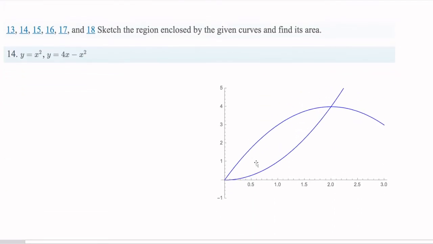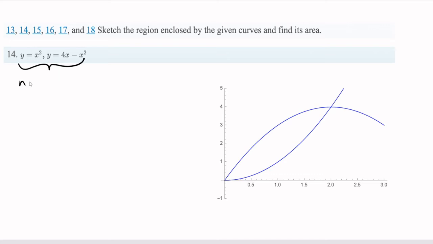All right, next one. So in this one, we are not actually given any bounds. What that implies, if you're given this situation with no bounds, right? No bounds here, then that means that the two functions must intersect. So to find the bounds, you have to just figure out where the functions intersect each other. So we need to set these equal to each other.